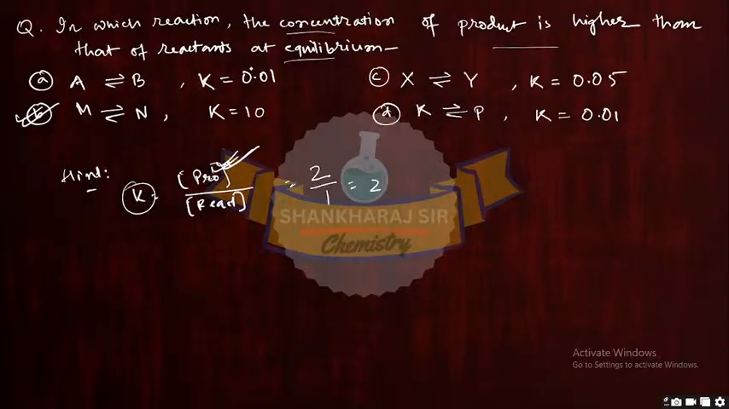Similarly, another question: in which reaction is the concentration of the product higher than that of the reactants at equilibrium? We know that K is nothing but the ratio of the product and reactant concentrations. If the amount of product is more, the value will be more than 1. They mentioned the concentration of product is more, so the value will be more than 1. Out of the 4 options, only option B satisfies the condition, so B will be the answer.